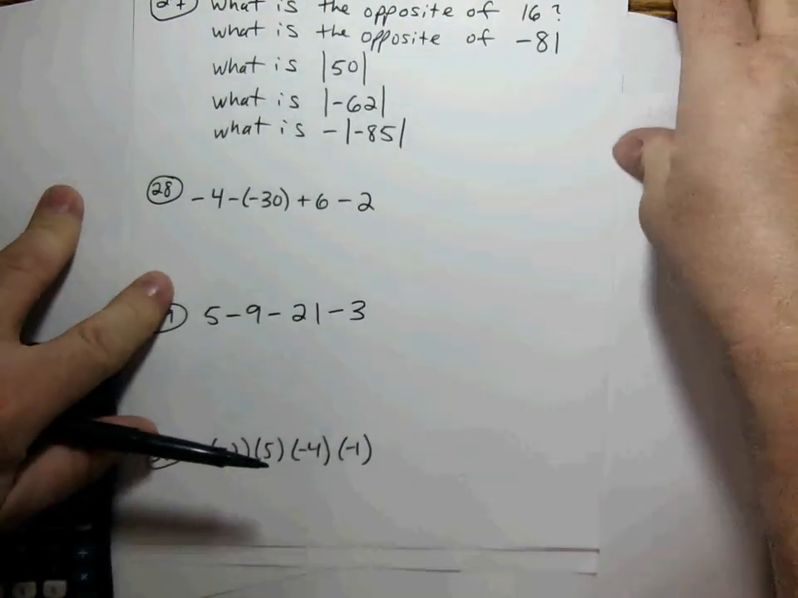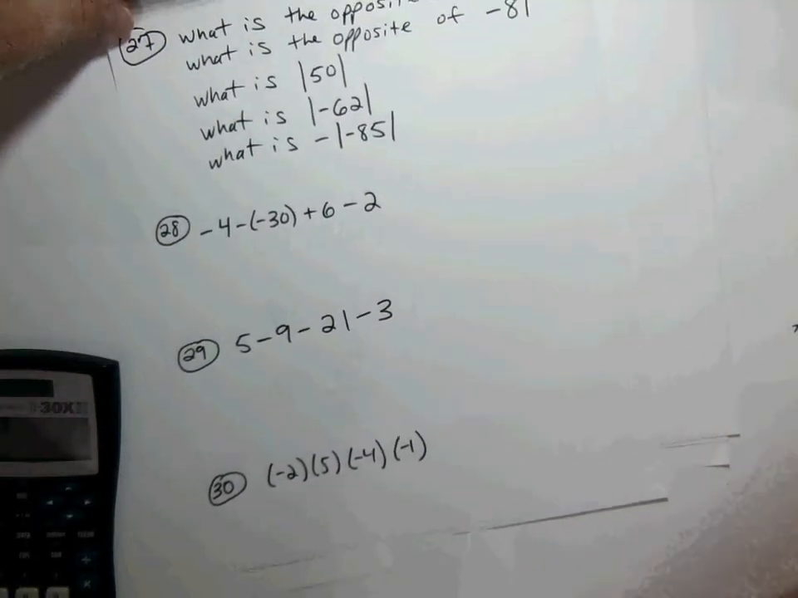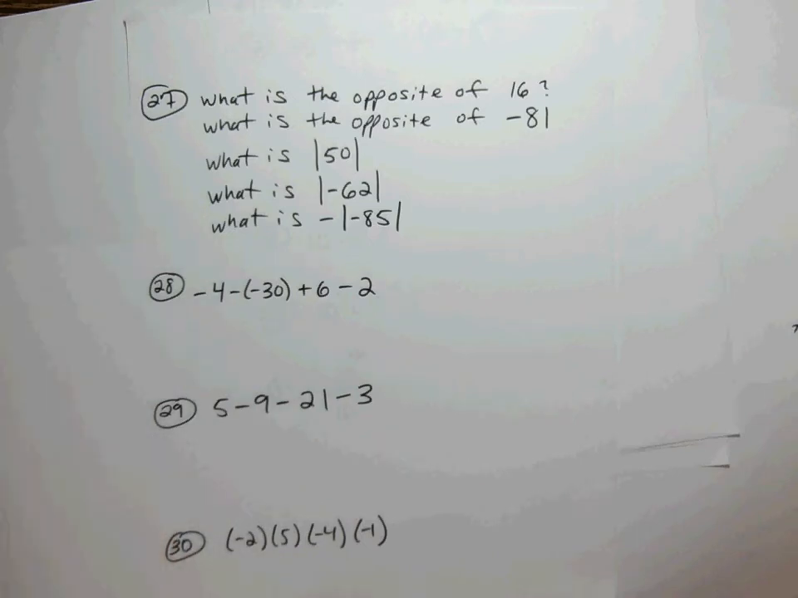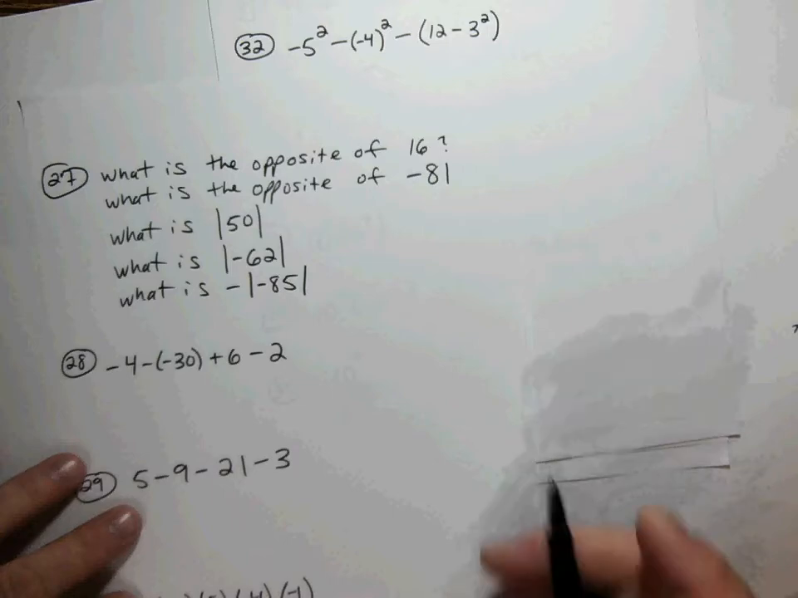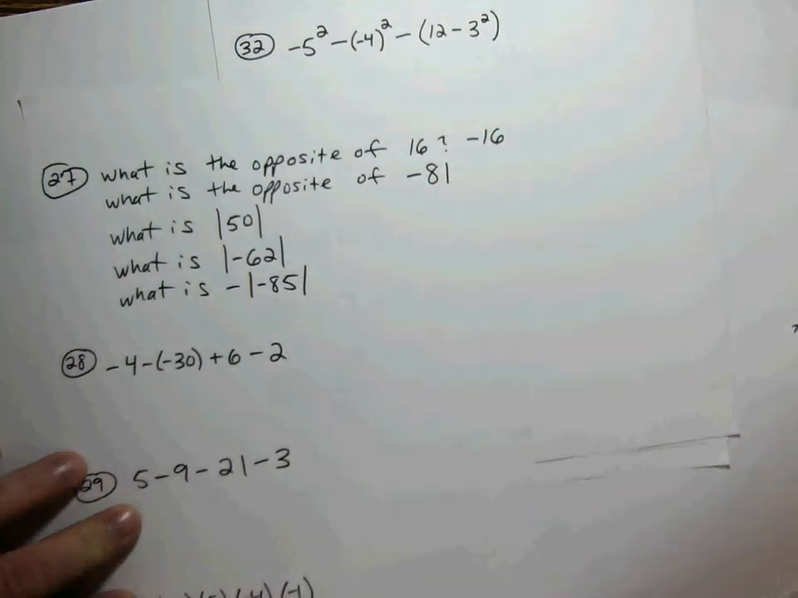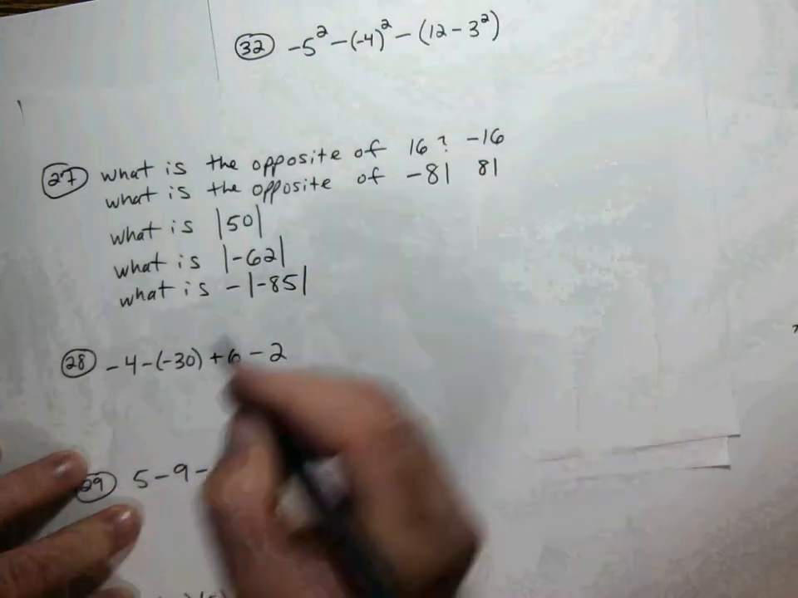Some questions on opposites and absolute values. I just kind of lumped a bunch of things here all together in one problem. What's the opposite of a number? It's the same absolute value with an opposite sign. So what's the opposite of positive 16? Well, the opposite would be negative 16. What's the opposite of negative 81? Well, it would be positive 81.